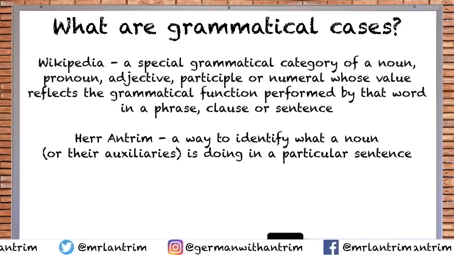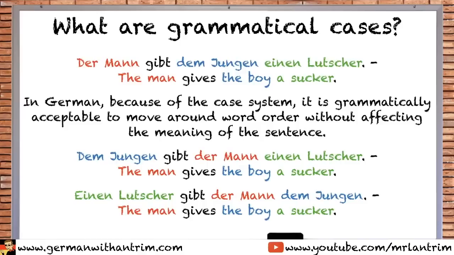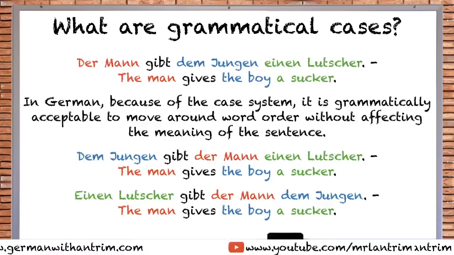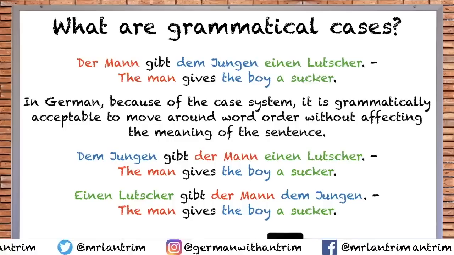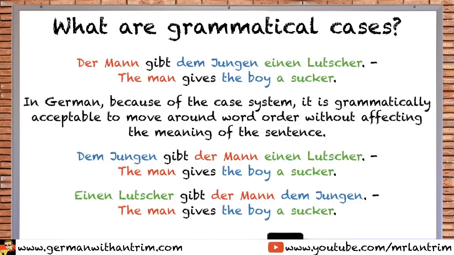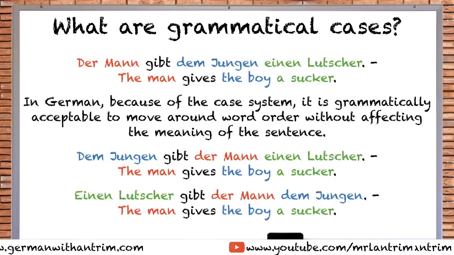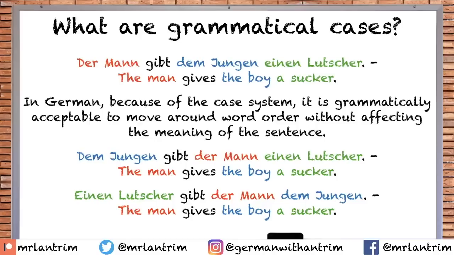So, for instance, the sentence, der Mann gibt dem Jungen einen Lutscher. The man gives the boy a sucker. In this, we have three cases being used. We have the nominative case, which is used for the subject, so that's der Mann, that's in red. Throughout this presentation, I'll be using the same colors over and over again. So if you see red, that means that it's nominative. If you see green, that's accusative. And if you see blue, that's dative. Obviously, we're going to be focusing on the red and green mostly in this, but there will be a few times that those other colors come up as well.